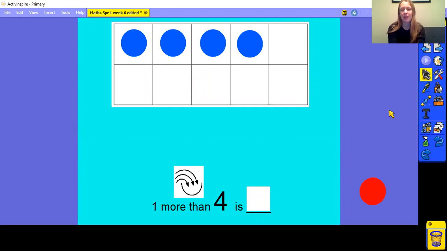Okay, we're going to keep practicing finding one more. Let's do this one together. First, I'm going to read the sentence. It says, 1 more than 4 is... So first I have 4, then I add 1 more, and now I can see that I have 5. The top row of my 10 frame is full. That tells me that 1 more than 4 is 5.